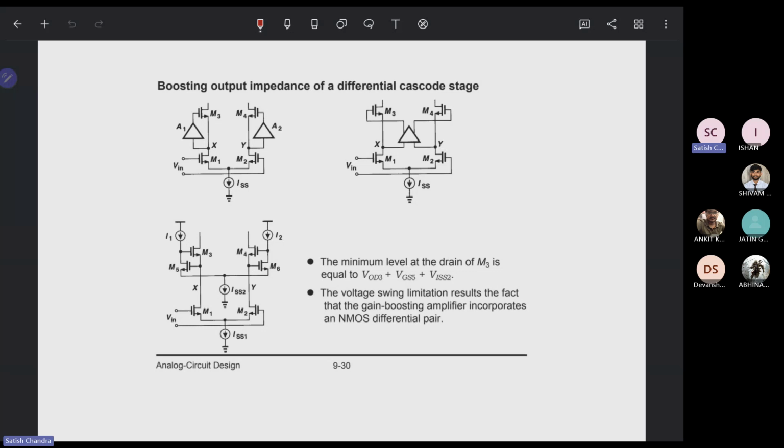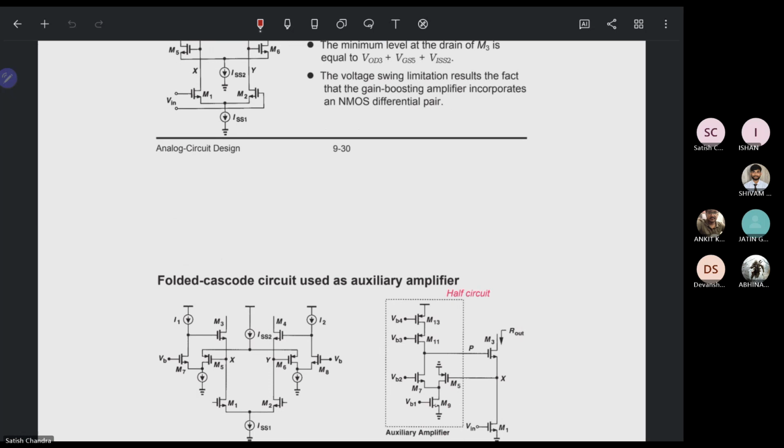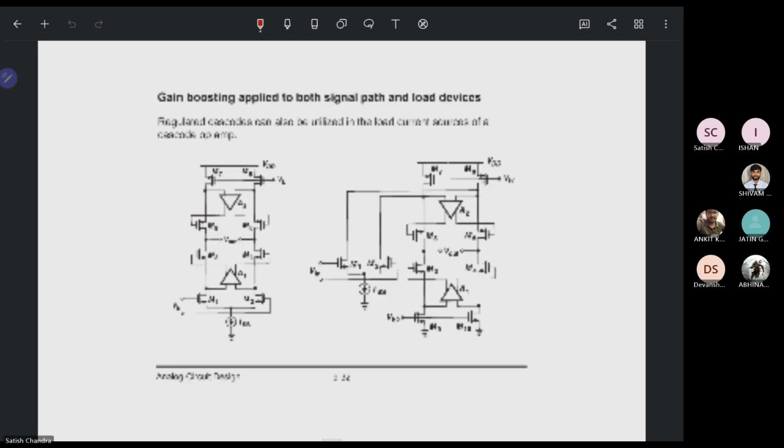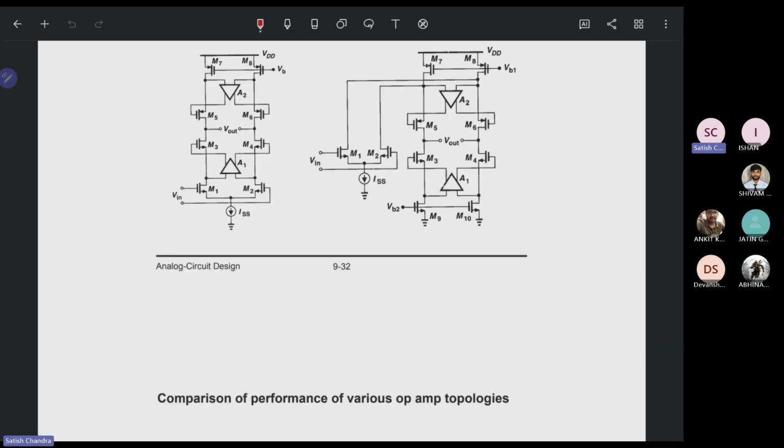Now, boosting the output impedance of the differential cascode stages. This is how we basically do the boosting. There will be different circuits, which I have shown here. And for the folded cascode circuit, you use it as an auxiliary amplifier. Now gain boosting is applied to both the signal path and the load devices. This is basically the structure. We will look into that, but not go into detail of it.